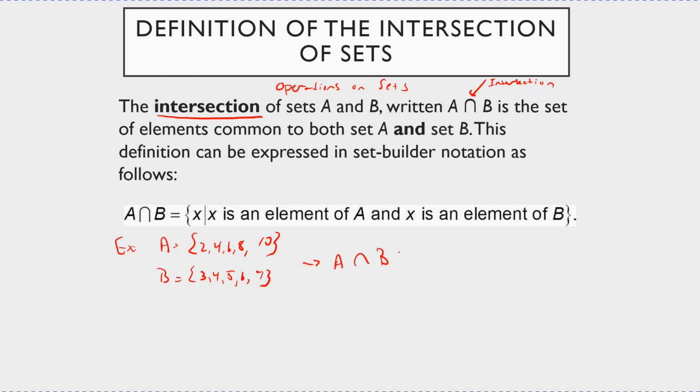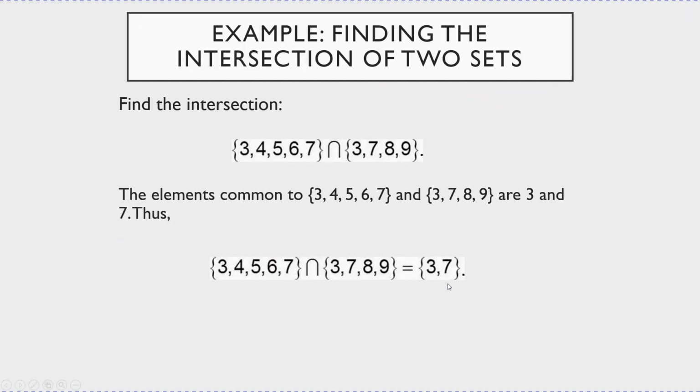A intersect B. Well, what numbers do they have in common? They both have the number 4 in common. They both have the number 6 in common. And that's it. It would just be the elements that they have in common, or that overlap. So this would just be 4, 6. Let me do another example. If I say find the intersection of the sets 3, 4, 5, 6, and 7, and 3, 7, 8, and 9, what elements do they have in common? They both have a 3, and they both have a 7. And that's it. So the intersection would be the set 3, 7.